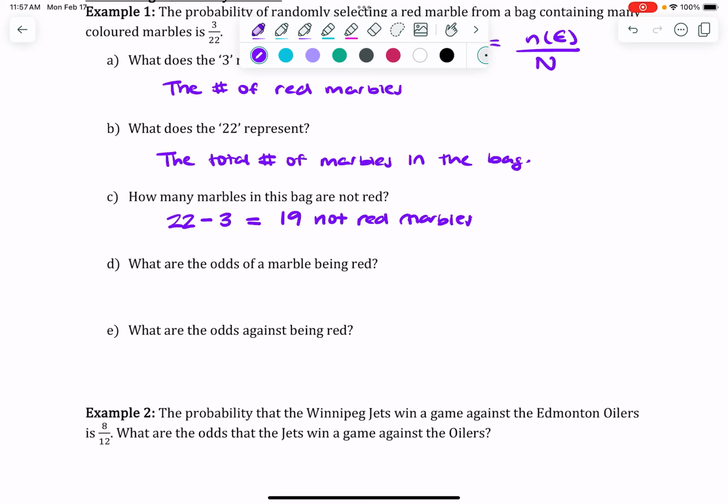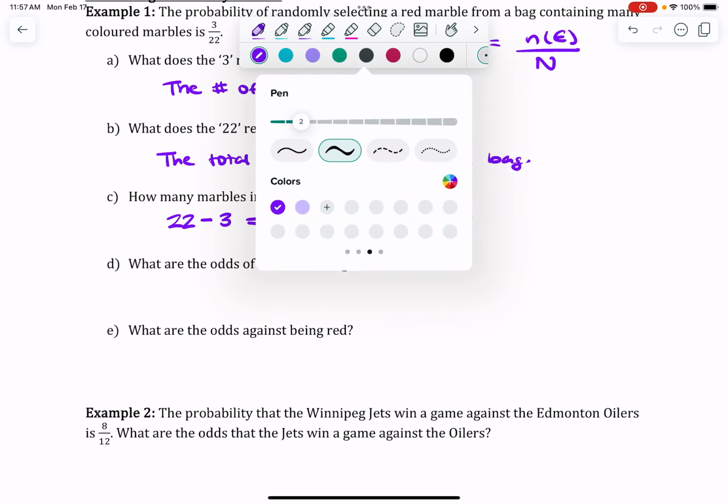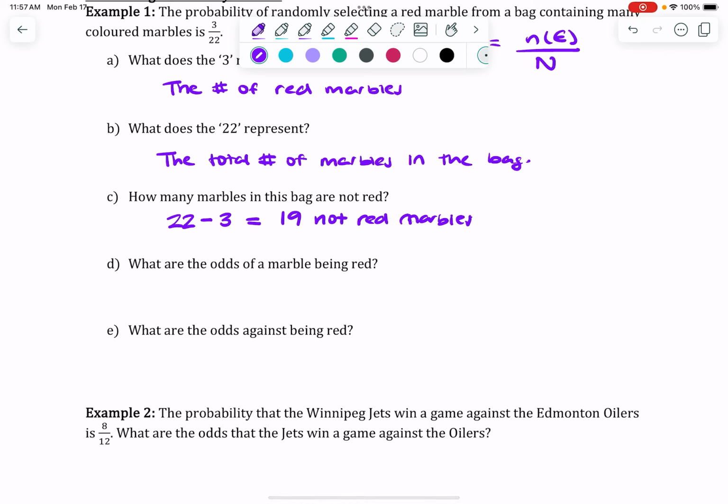The next two questions ask us about both odds in favor and odds against. So the first one asks, what are the odds of the marble being red? Well, my odds in favor would be red to not red. I can just replace those values with the numbers I already know. There are 3 red marbles and 19 not red marbles, so my ratio is 3/19.